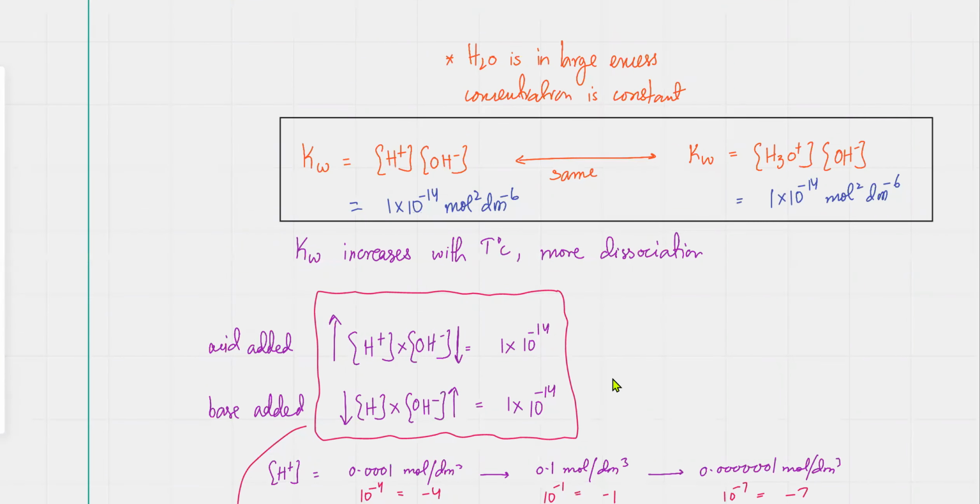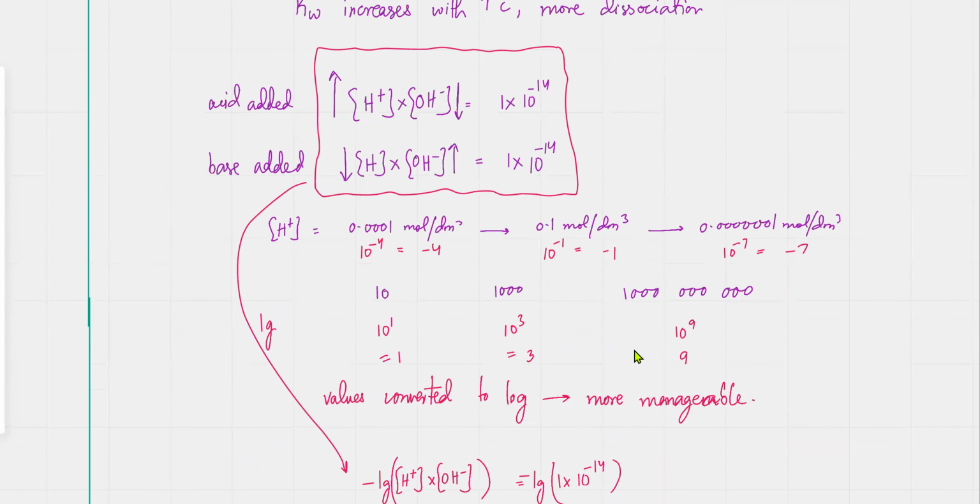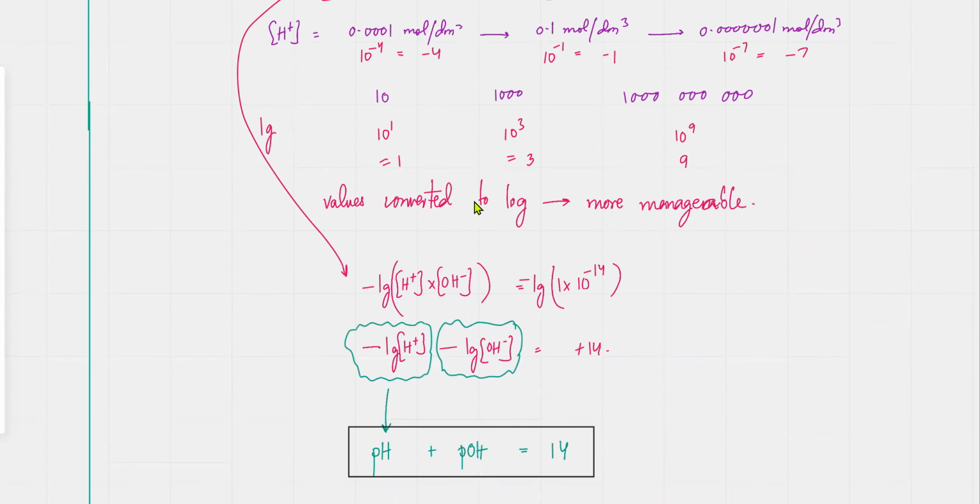And we did discuss that it's always a constant. No matter if you add an acid, the H+1 goes up, the OH ions automatically come down, but the constant remains the same. This is the ionic product of water, and we talked about the importance of H+1 ions.